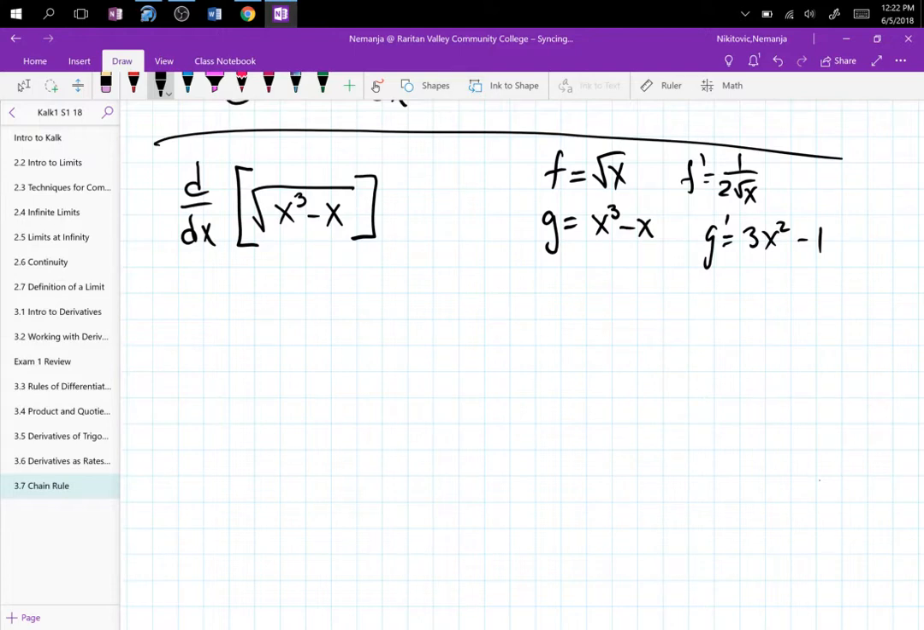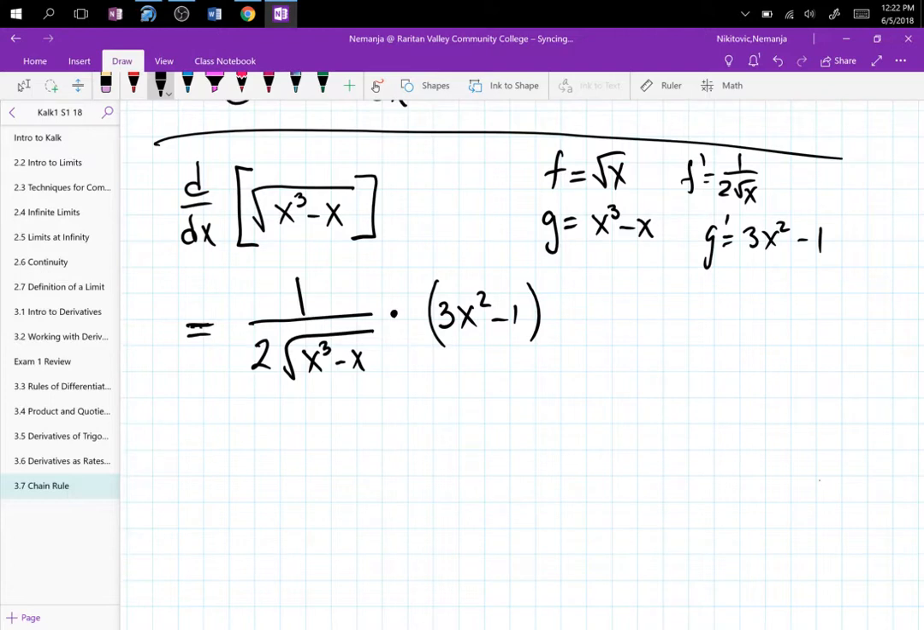So I'm going to now say the derivative of the outer function, the derivative of f, with g plugged in. Well, that's going to be 1 over 2 square root of, and I have to plug in g. So that's going to be x cubed minus x. Times the g prime, which is 3x squared minus 1. You have to put these parentheses because it has two terms. To make this nice, 3x squared minus 1 divided by 2 square root of x cubed minus x.